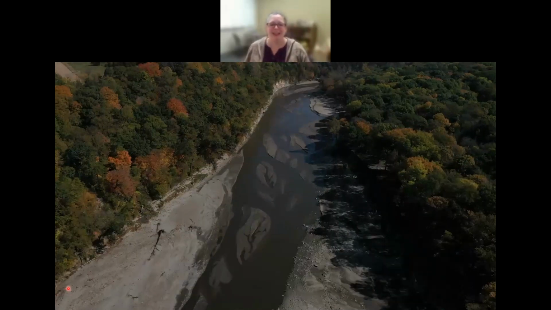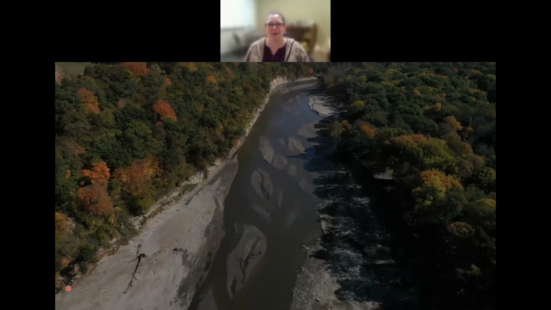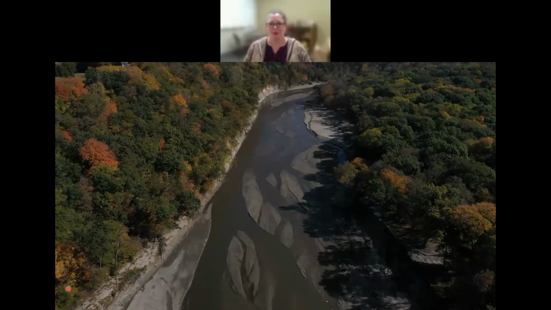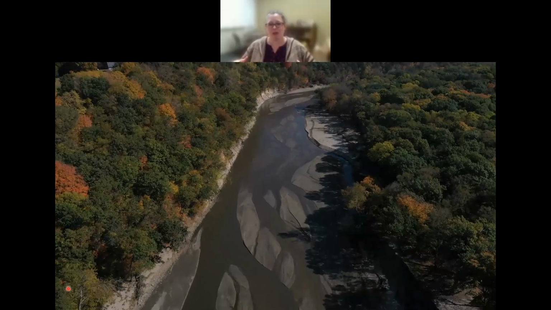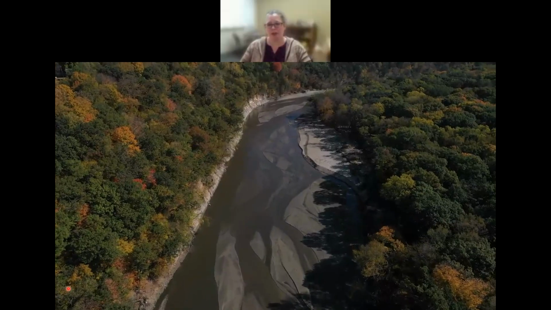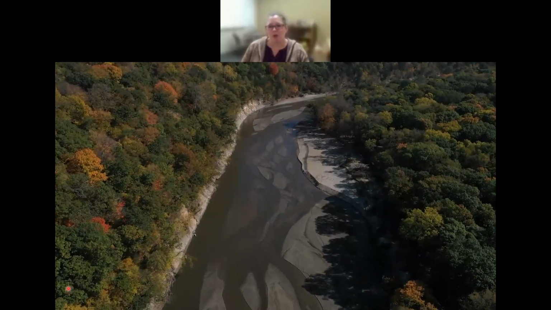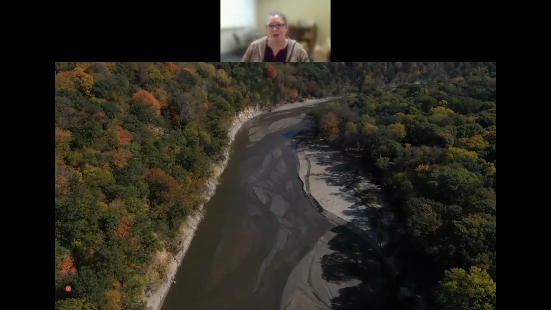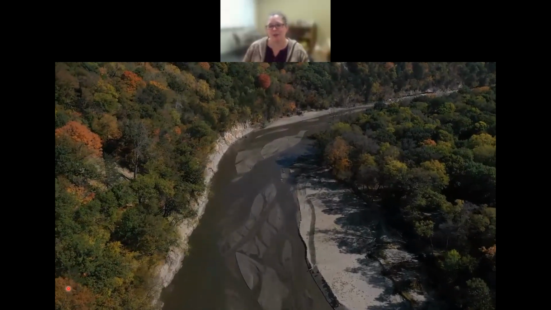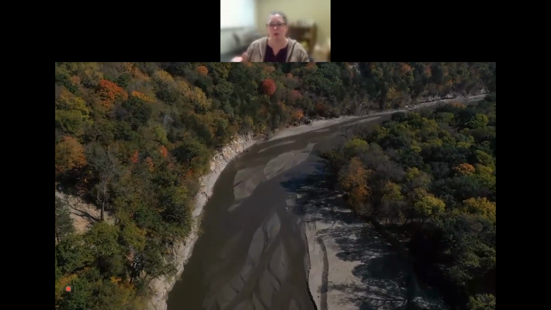So this is a video. Hopefully it's not too laggy for you. We tested it before. We're starting downstream of the dam and flying the drone up the Blue Earth River. You can see on the bottom of the river that the substrate now is mostly fine sediment. It really has filled in a lot of the pools that were there.